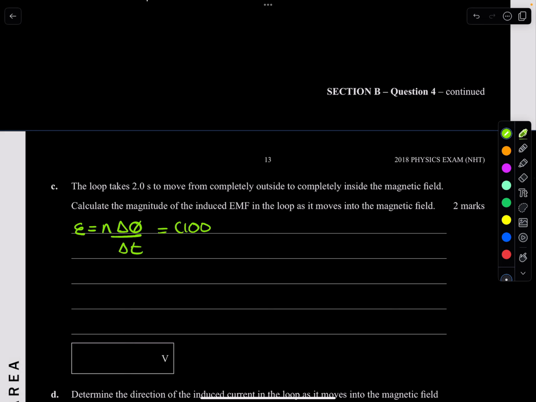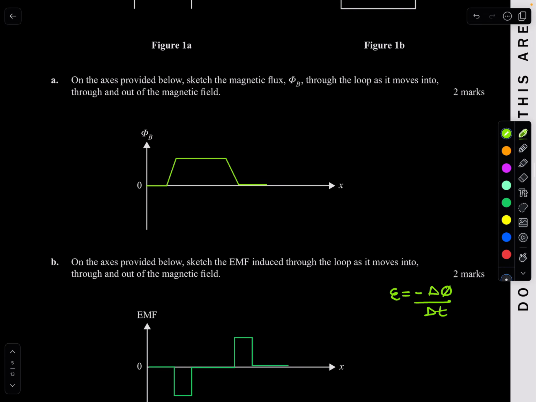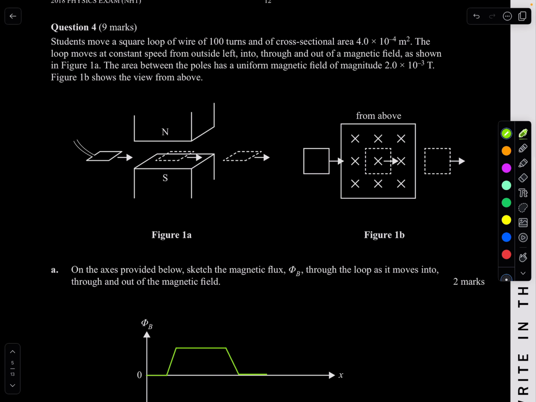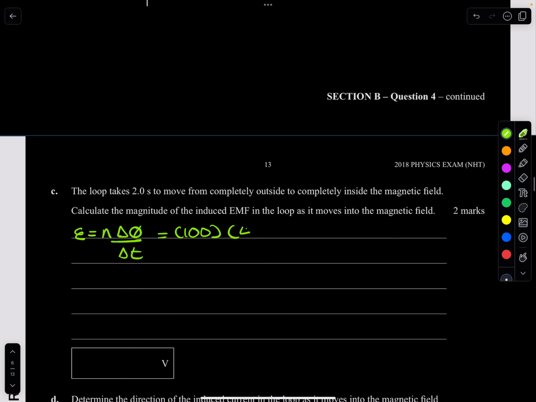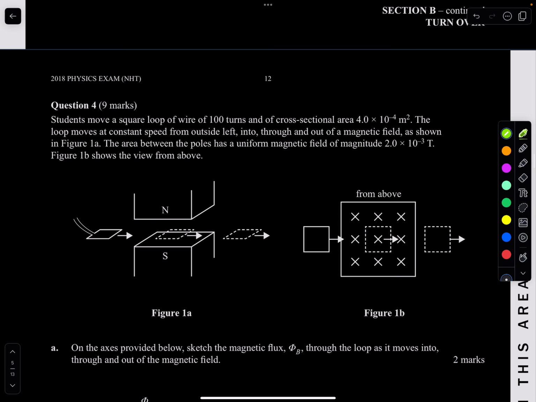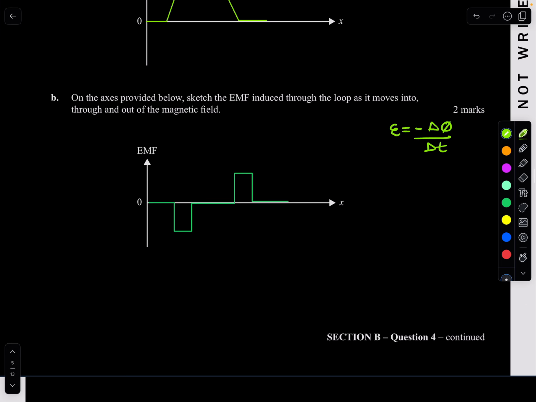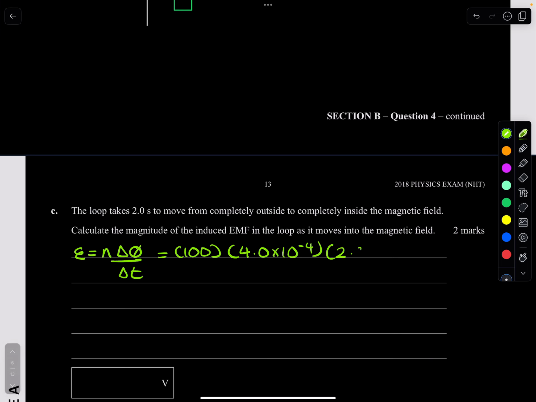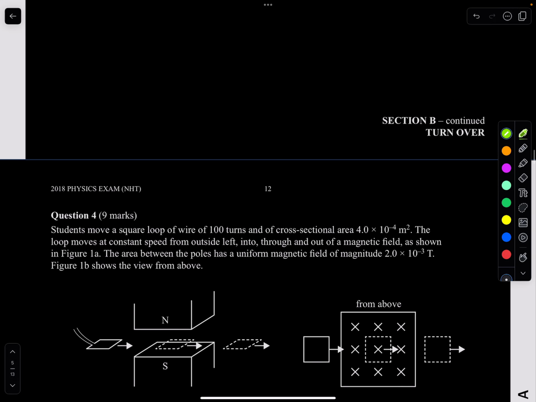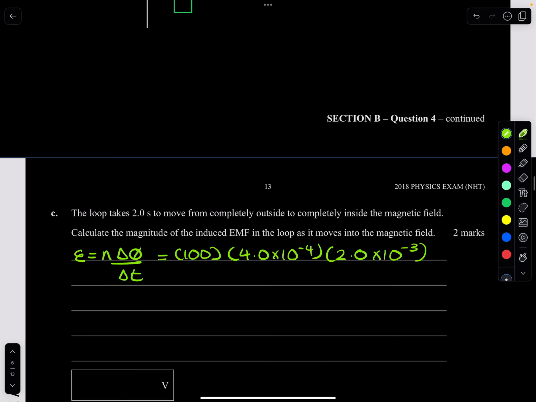So 100 turns times your change in flux. Remember, change in flux is the area times your magnetic field strength. So we know the area from that part here is 4.0 times 10 to the negative 4. Yep, is that right? Good. And times your magnetic field strength, which is 2.0 times 10 to the negative 3. Just want to double check that's right. Yep. And we divide by the time, which we found is 2 seconds to go through the loop.